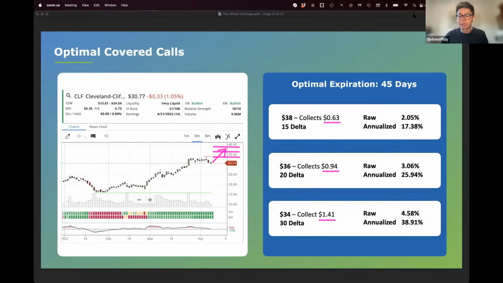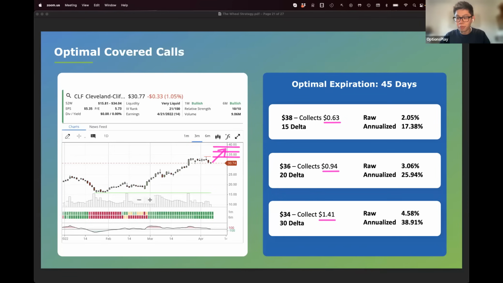This is pricing based on the market earlier today. And I just want to get a sense for everyone here on the session. Type the answer into the chat window as to which strike price you would choose, the 34, the 36, or the 38, when you're thinking about selling covered calls on a stock like Cleveland-Cliffs. Which strike price would you choose?